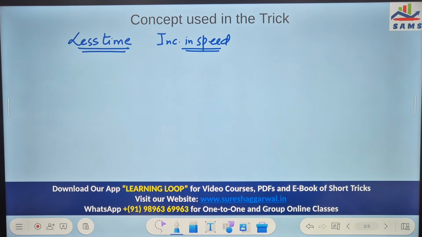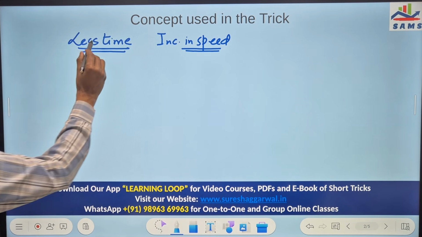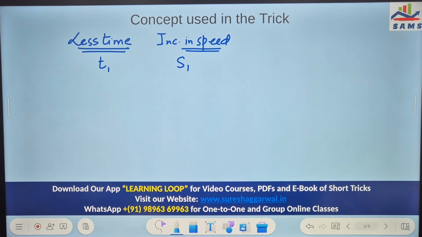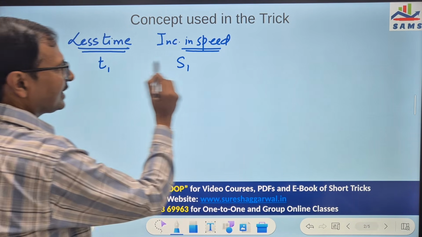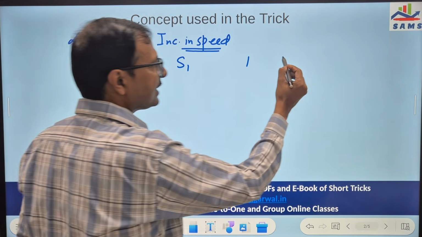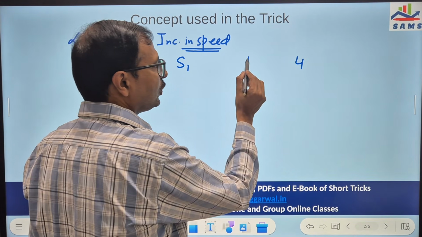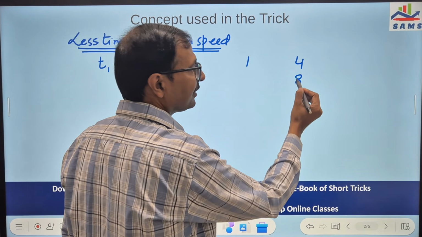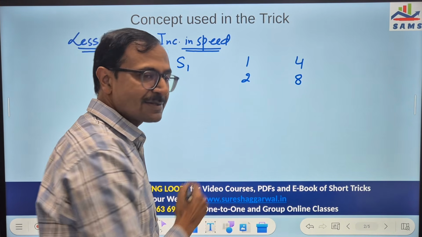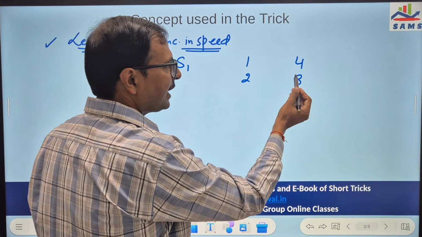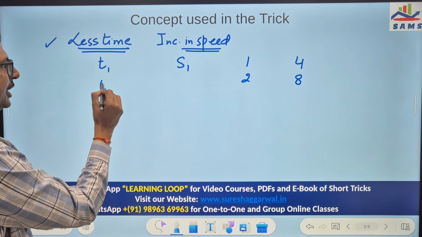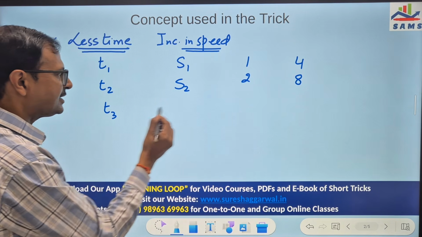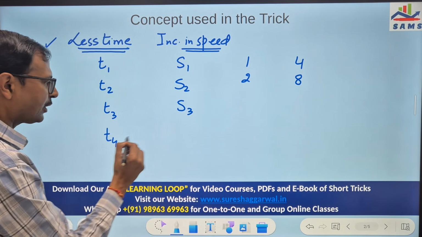Now, if I take the first one as t1 time and the increase in speed as s1, suppose this time is say 1 hour and the speed increase is 4 km per hour. So a 4 km per hour increase results in 1 hour less. So if it is 8, that means double, this will be 2 hours less, right? So if we apply this here, if less time is t2, then obviously speed becomes something else, s2. Likewise, if it is t3, then s3. If it is t4, then s4.